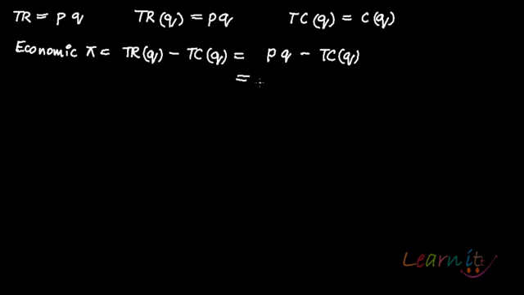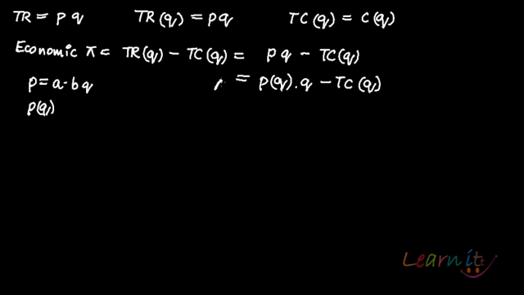Now you have to understand one thing: this P is the market demand function, which in itself is dependent upon Q, into Q minus TC, which depends on Q. It can have a form like P equals A minus BQ. So P is a function of Q, as written here. These are your economic profits: P(Q) into Q minus TC(Q).